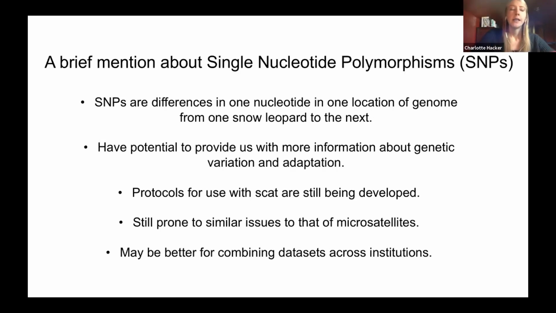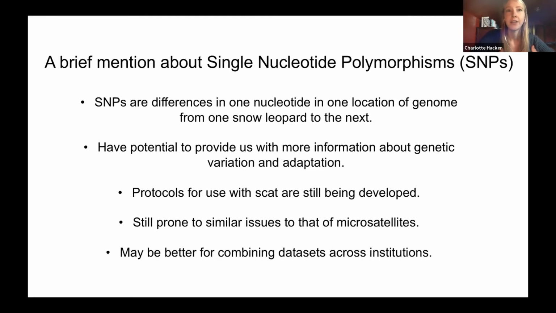And so, as Imogene said previously, SNPs are differences in just one nucleotide in one location of the genome from one snow leopard to the next. And what's really great about SNPs is that they're probably going to tell us more variation and adaptability of snow leopards than we would be able to infer from microsatellites themselves. Unfortunately, SNPs are really hard to use with SCAT.